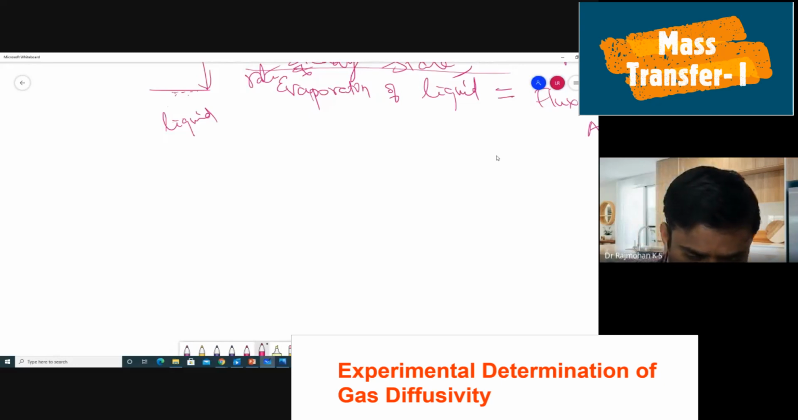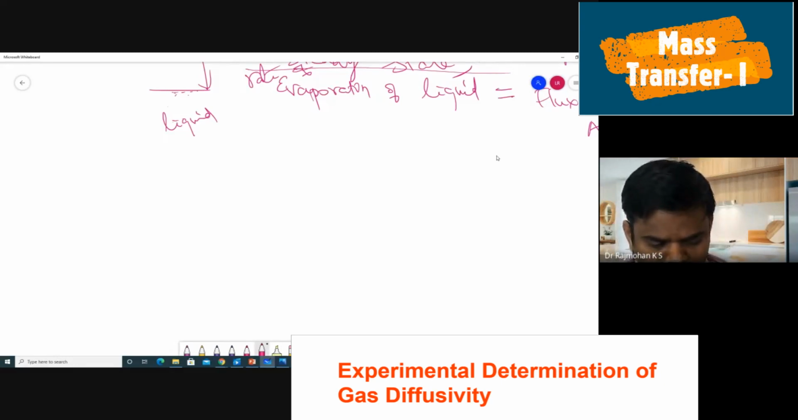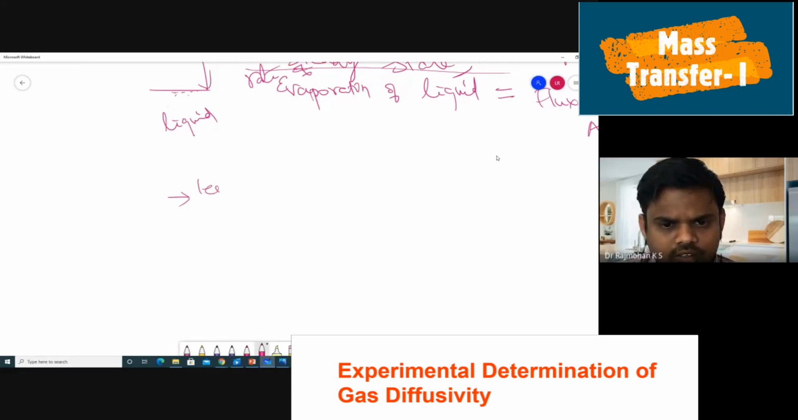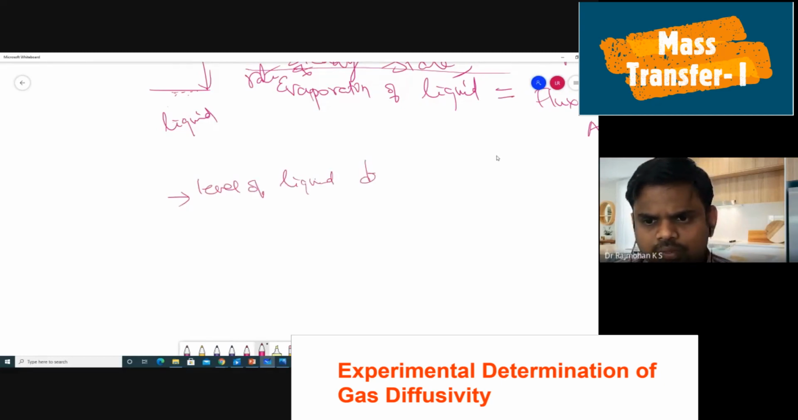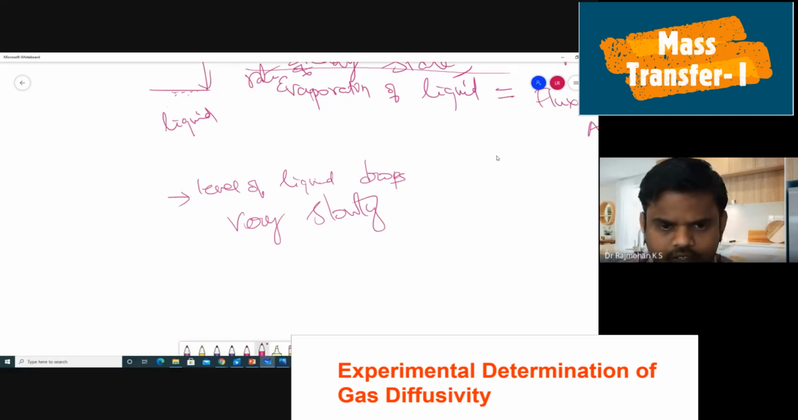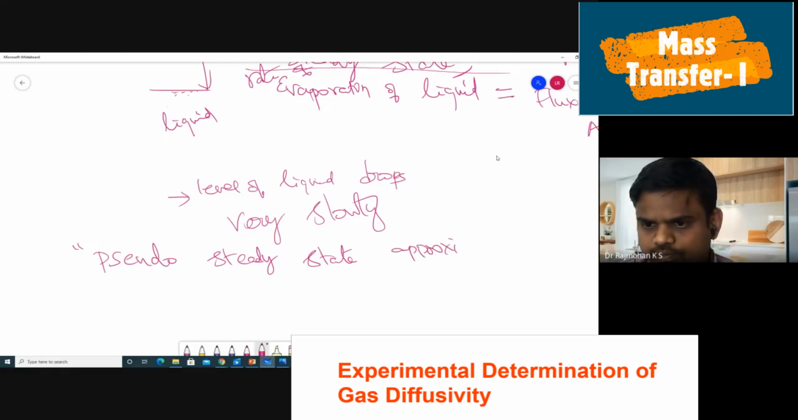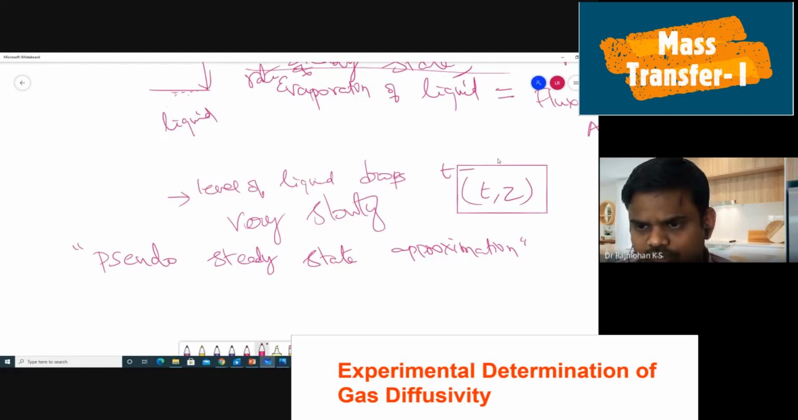So the situation here is similar to diffusion of A through a non-diffusing B, right? That's what we have seen. And the liquid level in the vertical tube drops very slowly. What we are assuming here is the pseudo steady state approximation. Actually, with respect to time, Z is changing. Time and Z are what we are measuring in the experiment, right? So t versus Z is changing. Z is a function of time, particularly the Z2 value.